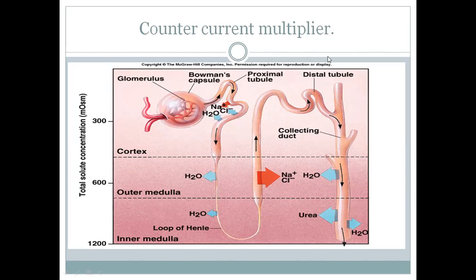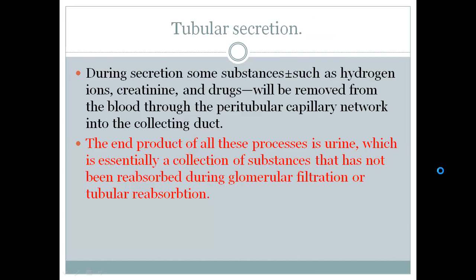From here, urine goes into the minor calyces and then into the major calyces. Okay, let us go to the board first of all, and then from the board I will bring people back to the presentation again.